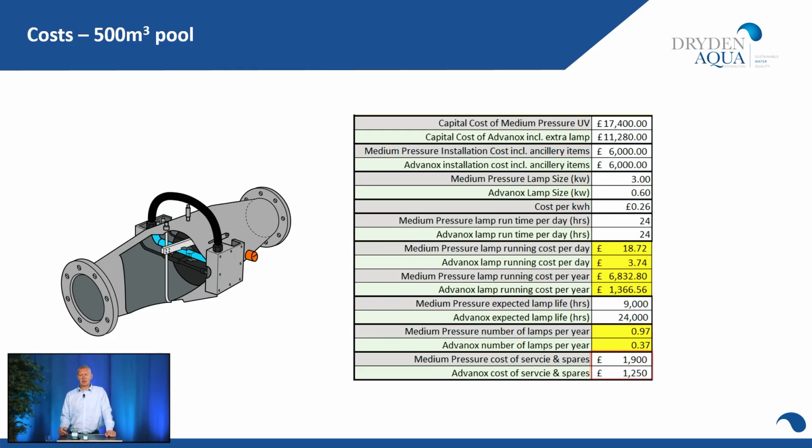Service and spares, because the medium pressure is usually a little bit more sophisticated, a little bit more complicated perhaps, with the automatic wiper systems. There's a little bit more service requirements there, so we've put a figure in of 1,900 compared to 1,250. I haven't just pulled these figures out of the air, by the way. I did consult with 2 installers of medium pressure systems to get some more accurate figures.